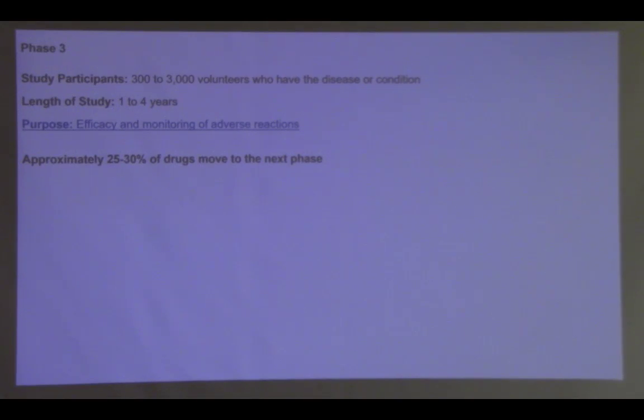Phase 3, you're getting close to approval, so it's much larger studies to get the general results from a broad population of people, and they can have a lot of other conditions that they can enroll in the study with. So as the phases go on, the criteria to get into the study loosen a little bit, but they're still pretty extensive. And you can see maybe about 25 to 30% of drugs move into this phase.